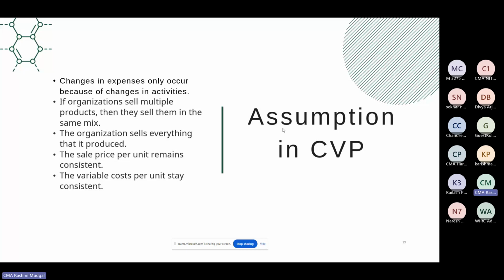If organizations sell multiple products, then they sell them in the same mix. So this is also not a thing that we will always sell the same mix. We can change it. If my demand for pen is different than the pencil in the starting, but now the pen demand is more than the pencil, then I will definitely change the mix of my production.